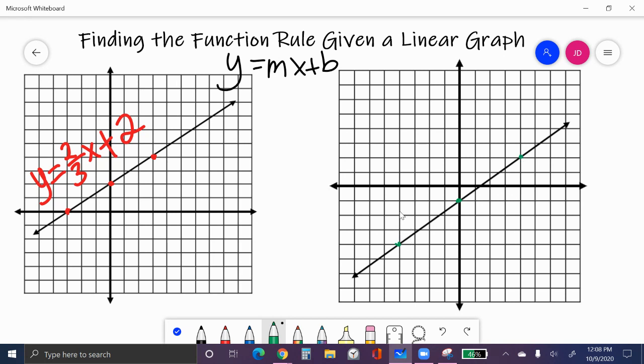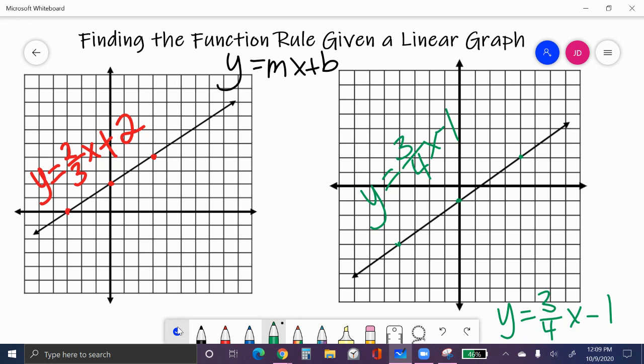So this one goes up 1, 2, 3 to the right 4. Up 1, 2, 3 to the right 4. So my slope in this one is 3/4. And my y-intercept is 1 down from the origin, so it should be -1. All right, that might be tough to see there. I'm going to write it down here. y equals 3/4 x minus 1. Okay. And notice these are positive slopes because they're going up from left to right. And we read all graphs like a book from left to right.